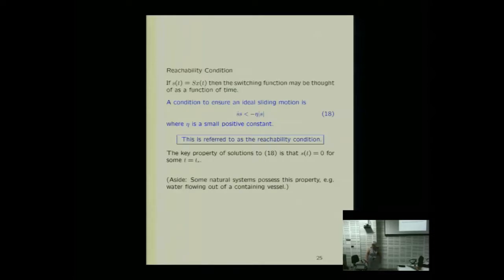One of the reachability conditions, which I've said most of them are a special case of S S dot being less than 0, is the so-called eta reachability condition. We use this a lot. We still do use it. We can see that if this is satisfied, then it clearly is a special case of S S dot being less than 0.